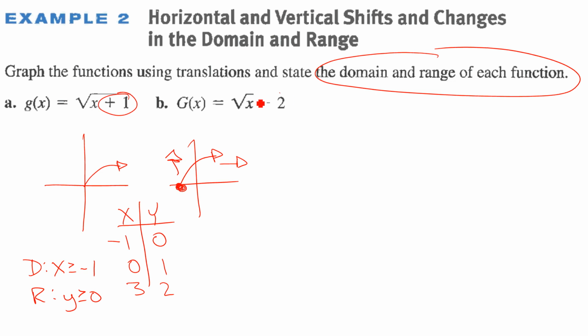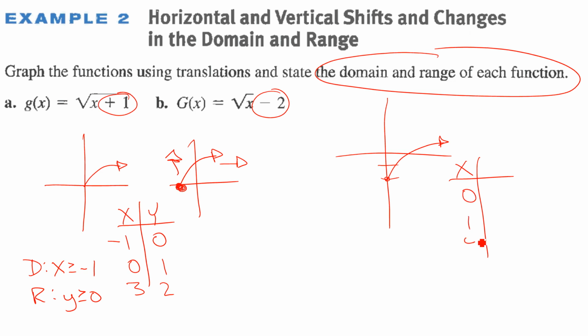All right, for this next one, we're going to take our square root graph and shift down by 2. We'll go down 2, and it'll take off like that. And so our t-table, the x's didn't move, so the x's are still 0, 1, and 4. The square root of 0 is 0, minus 2 is -2. The square root of 1 is 1, minus 2 is -1. Square root of 4 is 2, minus 2 is 0.